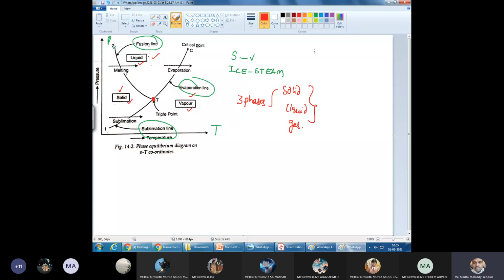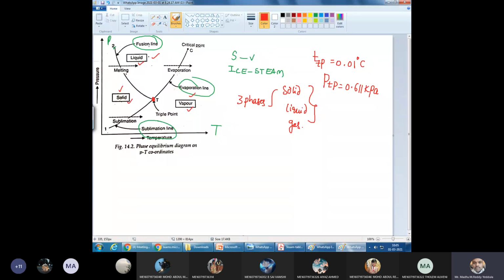Okay, and the triple point of water value is T triple point. The triple point temperature is 0.01 degree centigrade, and the pressure at the triple point is 0.611 kilopascal. Okay, the sublimation, fusion, and evaporation lines are meeting at a point. That point is called the triple point, or it can also be defined as the point where three phases, solid, liquid, and vapor, coexist in equilibrium.